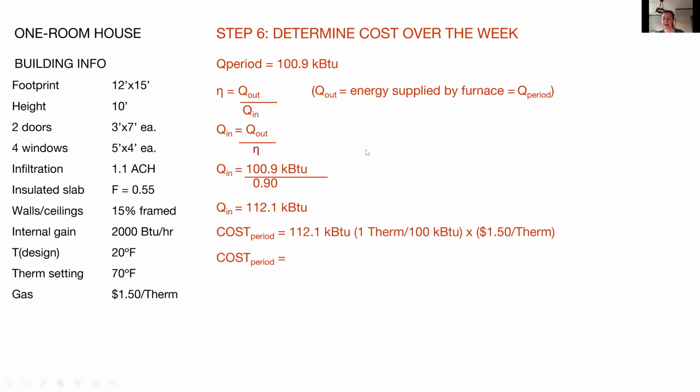Then to calculate the cost, we know that the cost of gas, and we're using gas for energy in this example, is $1.50 per therm. So we have to convert from kilobtus to therms, and 1 therm is 100 kilobtus. Converting from our 112.1 kilobtus to therms, and then multiplying by $1.50 per therm, we get that the total cost over this week is $1.68.